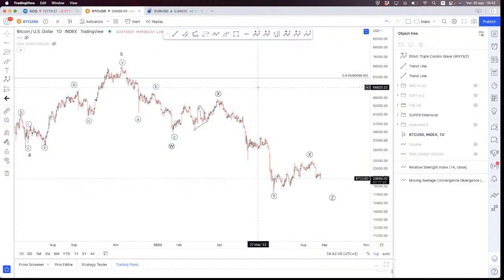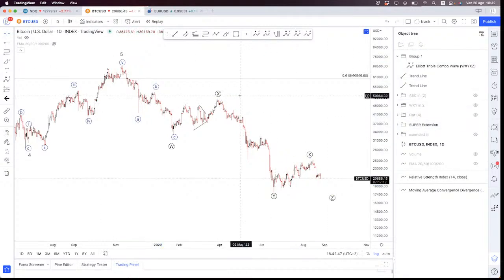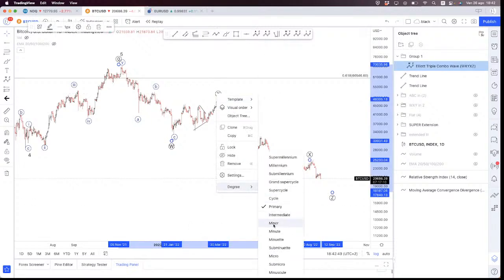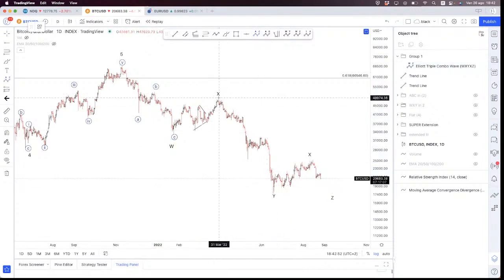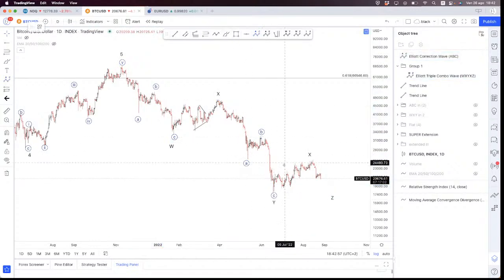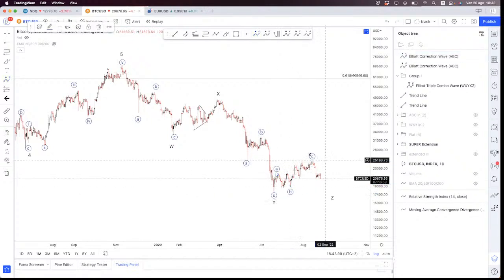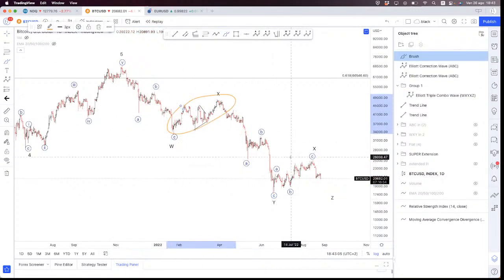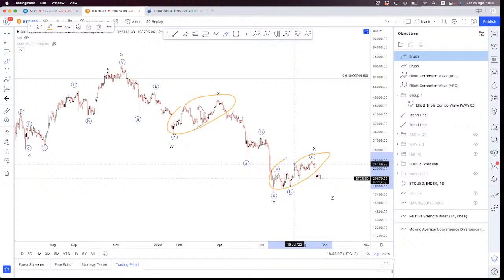This could also make sense because basically, yeah, let me just fix the degree first. Well, actually, I'll just add it as a potential count. So that would be obviously minor. The reason I like it is this ABC in here, ABC, because this wave X, they look similar in size, right? So they make me think that they are corrections of the same degree. So that's why it could make sense.